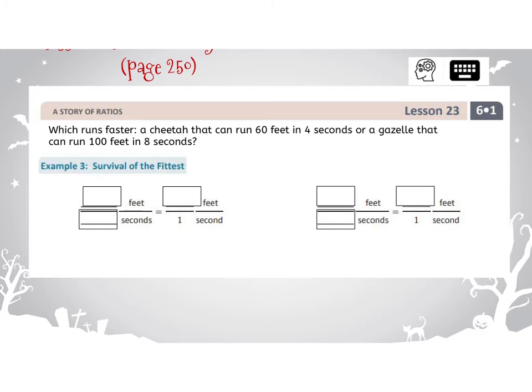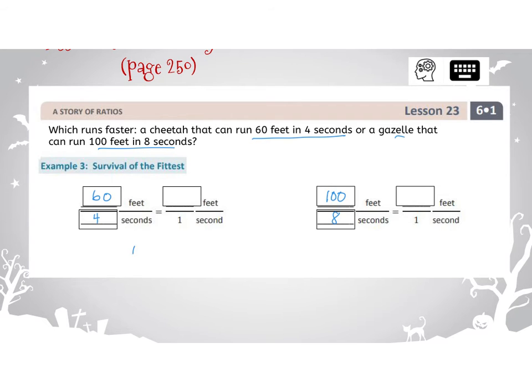This one is survival of the fittest, on page 250. I think I have this a little bit chopped off. Which runs faster, a cheetah that can run 60 feet in 4 seconds or a gazelle that can run 100 feet in 8 seconds? So I'm going to put in 60 feet in 4 seconds for the cheetah, and the gazelle was 100 feet in 8 seconds.